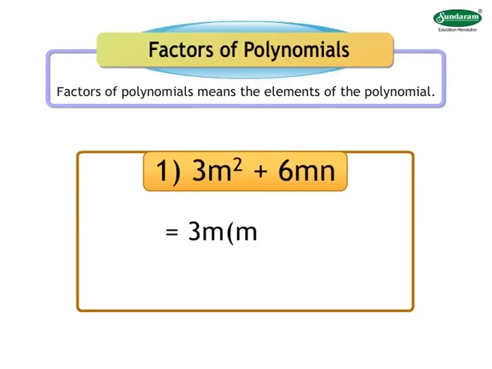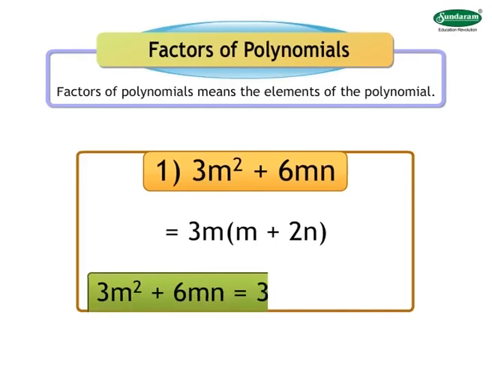As there exists a plus sign in between the two terms, we shall also put a plus sign. Similarly, we should find such a variable which when multiplied by 3m gives us the second term 6mn, and that variable is 2n, because 2n into 3m gives us 6mn. Hence, the factor of 3m square plus 6mn is equal to 3m open bracket m plus 2n close bracket.